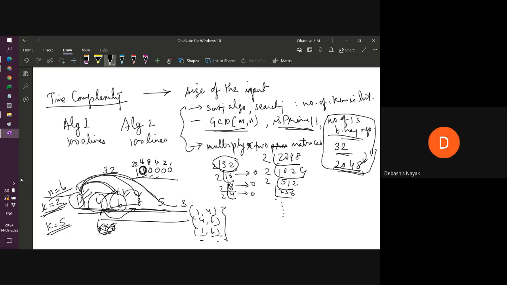So definitely it depends on k also, because if the k value is more, then it may be easier for us, and if the k value is very less, then it may be harder. So it will depend on n and k both. Yes, that is another type of input. You don't have to worry too much about it. I'm just giving you examples where you can define the size of the input based on the problem type.